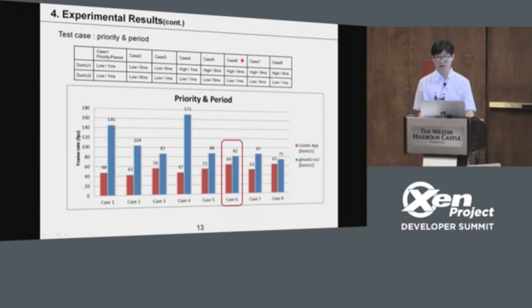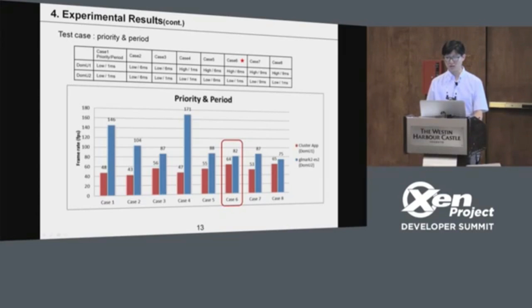I did another test to find the best case with different period and priority. I set high or low priority and changed the scheduling period, looking at case 3. DOM-1 is low priority with a 6 millisecond period. It shows that the period is an important QoS for real-time rendering.